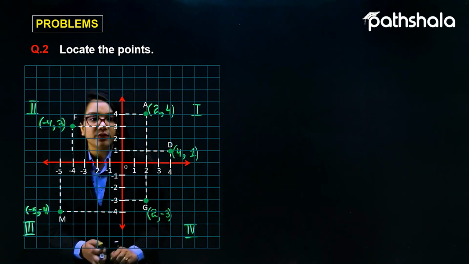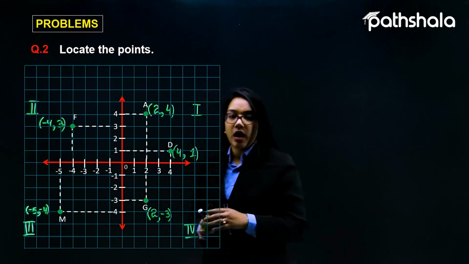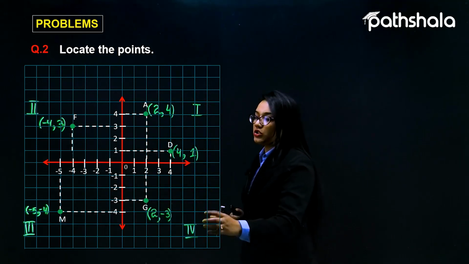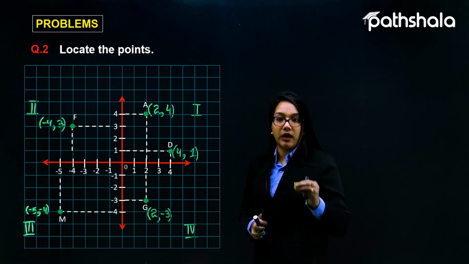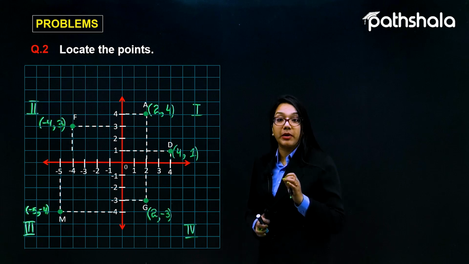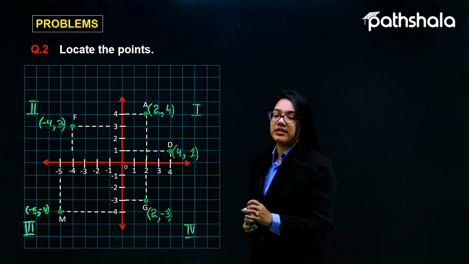So the coordinates for A, D, F, M, G are of this formation. I hope this is all clear to you, how I described and located all these points in the different quadrants.